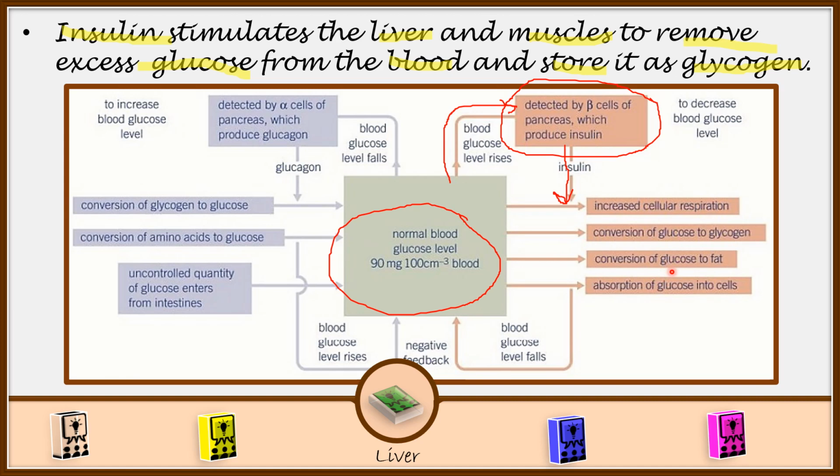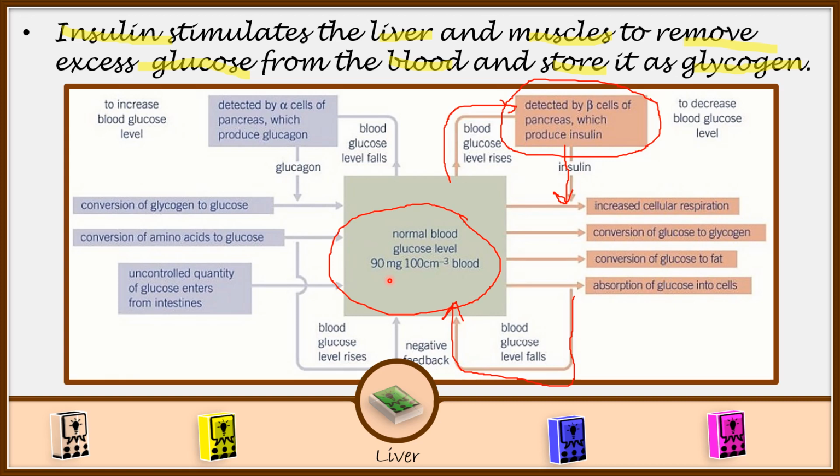All these measures are taken to make sure that we reduce the concentration of glucose in the blood. And then it will also cause the absorption of glucose into the cells so that excess glucose is removed from the blood. And when that happens, the glucose level in the blood is going to fall and it goes back to the normal glucose level of 90 milligrams per 100 cubic centimeters of blood. That is what we call the negative feedback.